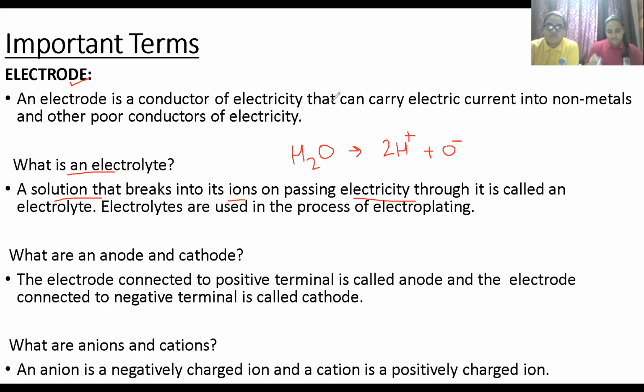I'm giving you one more example. Suppose we are using a solution of copper sulfate, CuSO4. Cu is for copper and SO4 is for sulfate. When the current is passed through CuSO4, even this separates into Cu and SO4, and in this case the Cu forms a positive ion and SO4 forms a negative ion. So hope you are clear with the word ion.